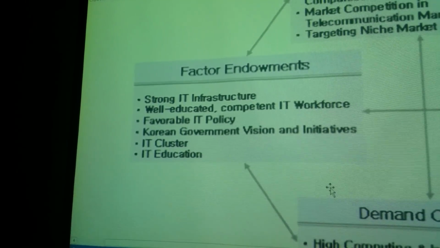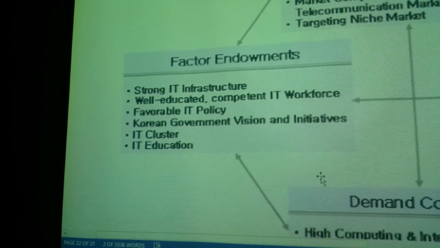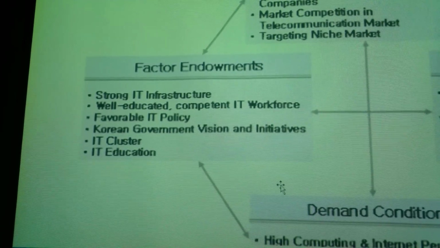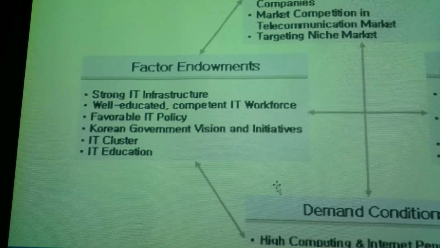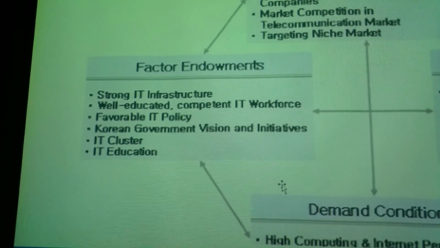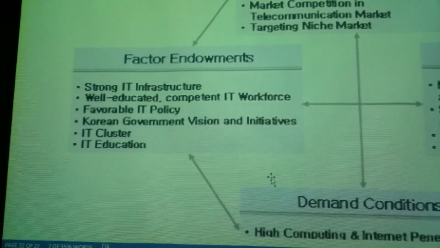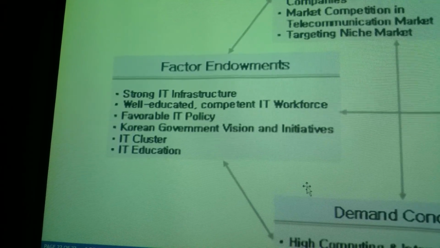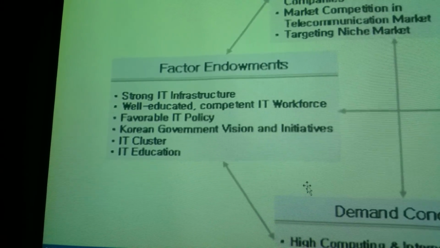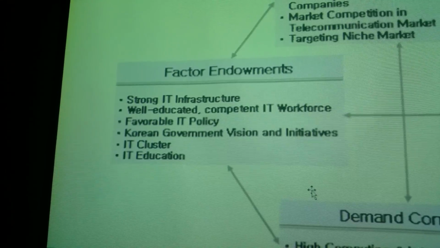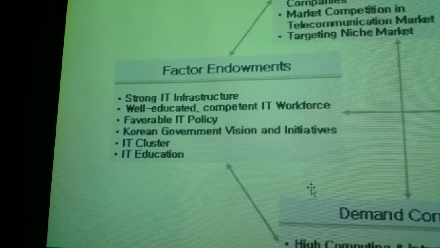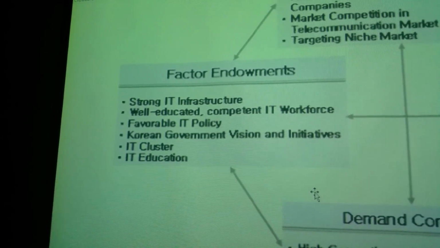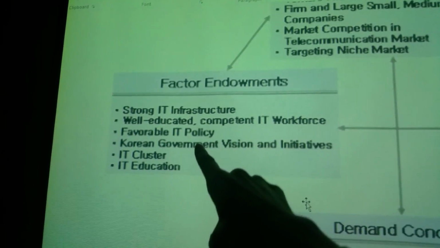Okay. Your endowments? Yeah. Strong IT infrastructure, well-educated, competent IT workforce, favorable IT policy, Korean government vision and initiatives, IT cluster, IT education. So it's a lot of, there's a couple duplicates, right? Like without IT education, you're not going to have a well-educated IT workforce. Yeah. Well, but it's not necessarily to have the cluster.